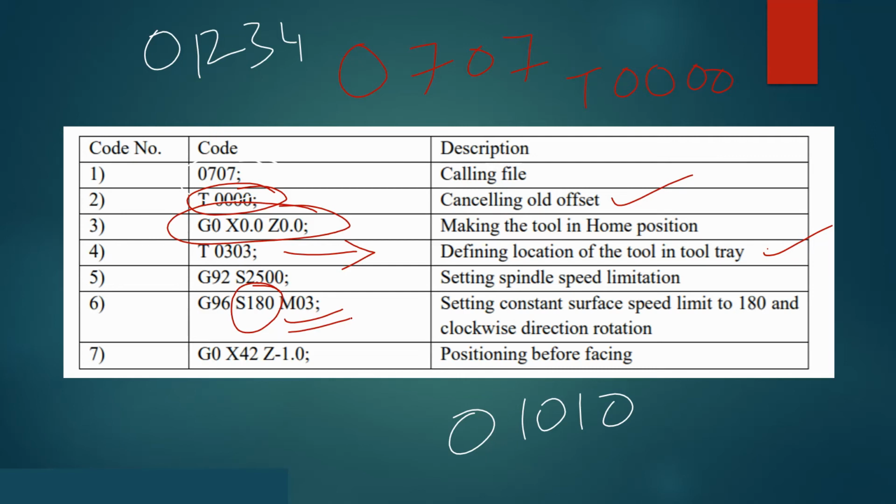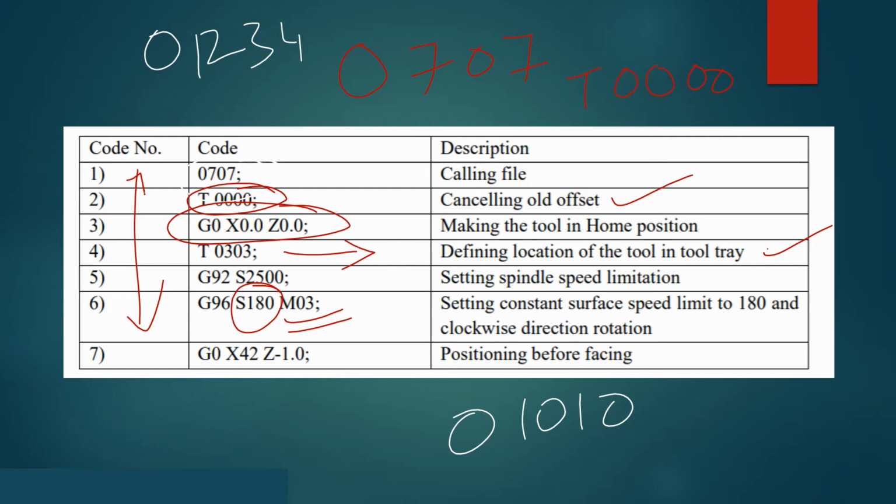Then after that we have to position for the facing. These first 6 commands we have to give in all of the operations. What we have done: one is calling the file, then we are cancelling the offset, and we have to make the tool go to the home position. Then we locate where our tool is in the tool tray. Then we are setting the maximum spindle speed. Then we are setting the surface speed, and whether it has to run in clockwise or anti-clockwise direction, that we are also deciding by giving the command M03. Then we are going for the operation.